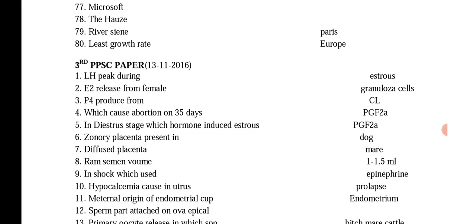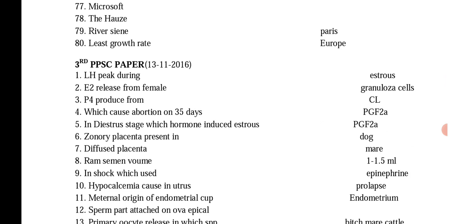LH peak is during estrus. At estrus, there is an LH surge or LH peak. Estrogen is released from the granulosa cells of the ovary or follicle. Progesterone is produced from the corpus luteum.